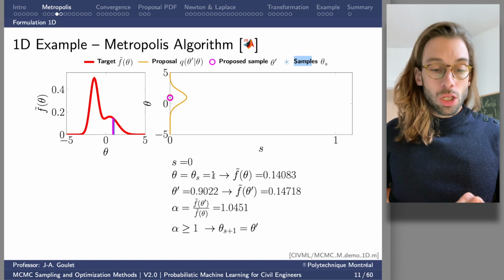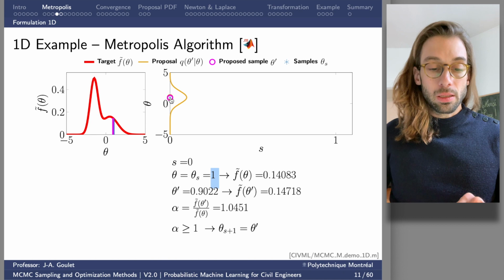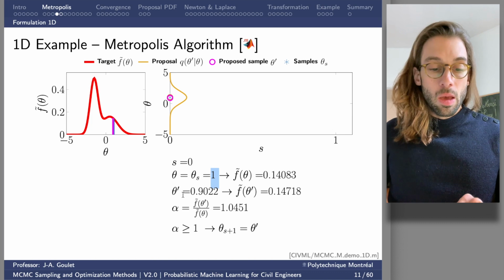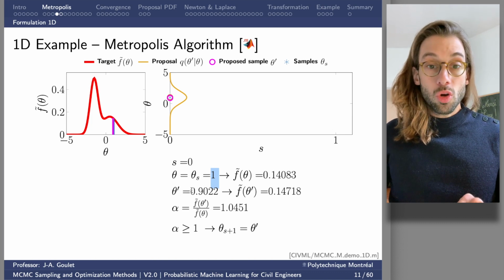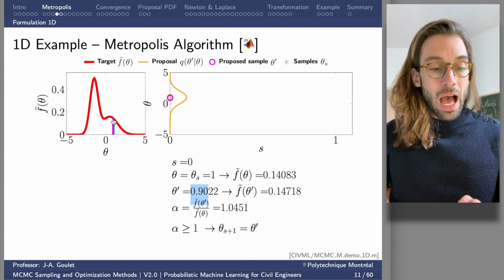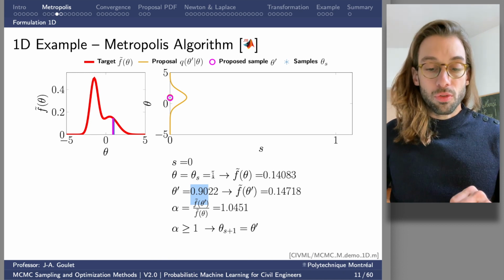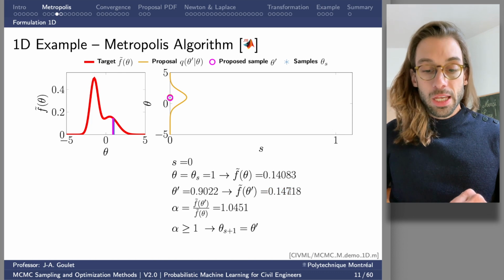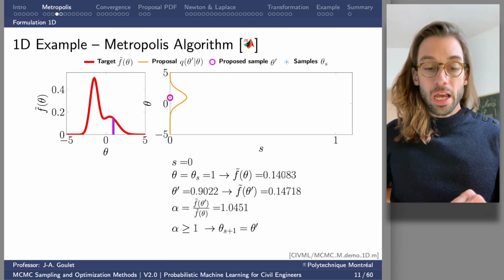So my current location theta is 1, okay? The blue point is at theta equal 1, and the target value here is 0.14. My new point where I propose to move is located at theta prime equals 0.9. So I move a little bit downward, a little bit to the left here. And now I look at what my target value is for this position. It's going to be 0.147, okay? You see, it's a little bit greater than what I had before.